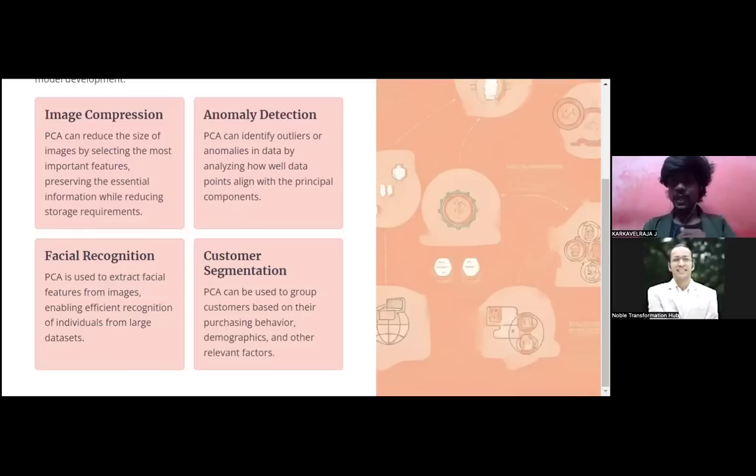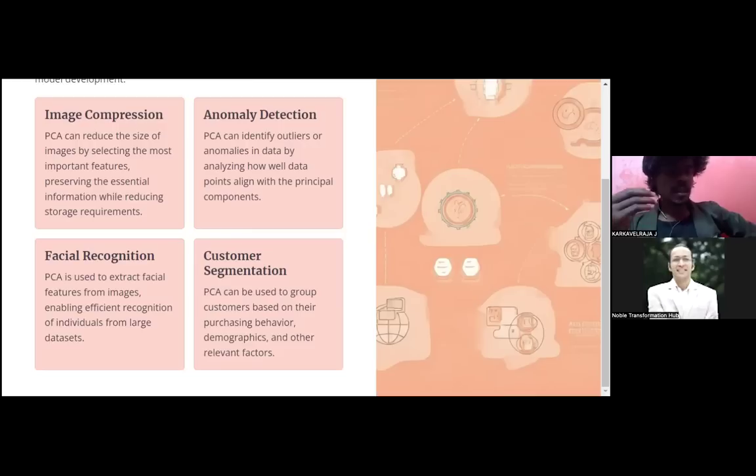Consider we are having a 4K image. It tries to pull the pixels and make it only 360 pixels, but it has the same information. That is one thing that we can do by using PCA. Anomaly detection: PCA identifies outliers or anomalies in the data by analyzing how well the data points align with the principal components. Because we will be creating principal components, right? If a data point does not belong to any of the principal components, then it becomes an outlier, so that we can identify the anomaly.